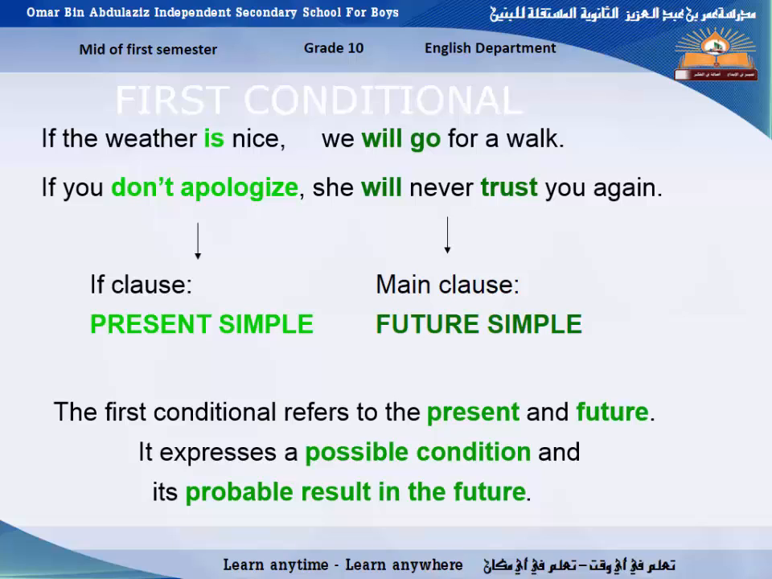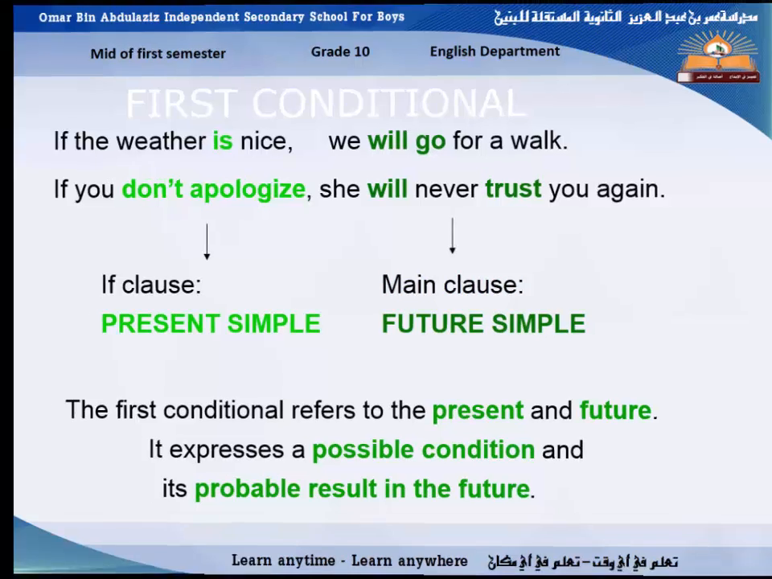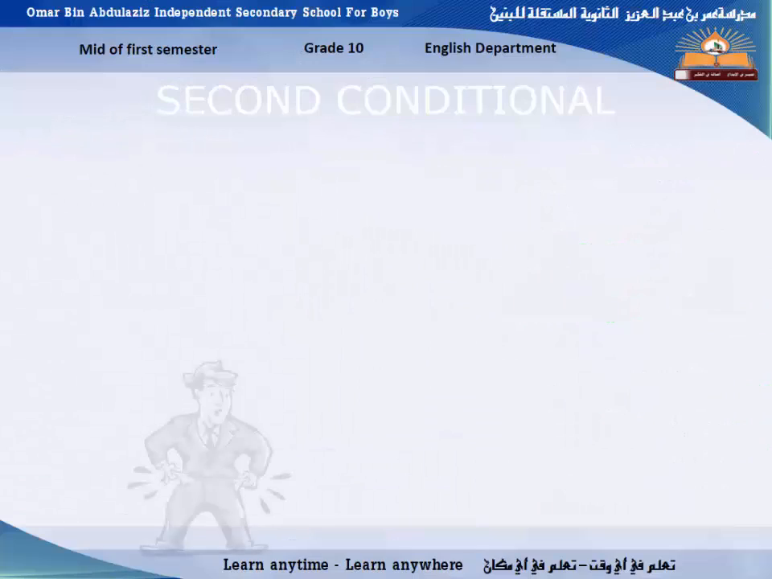The first conditional refers to the present and the future. It expresses a possible condition and its probable result in the future. The second conditional.